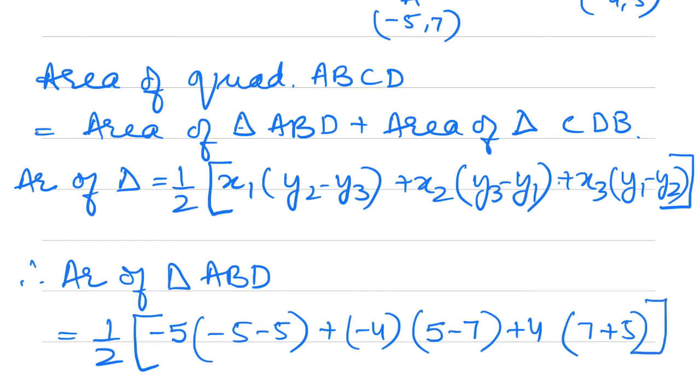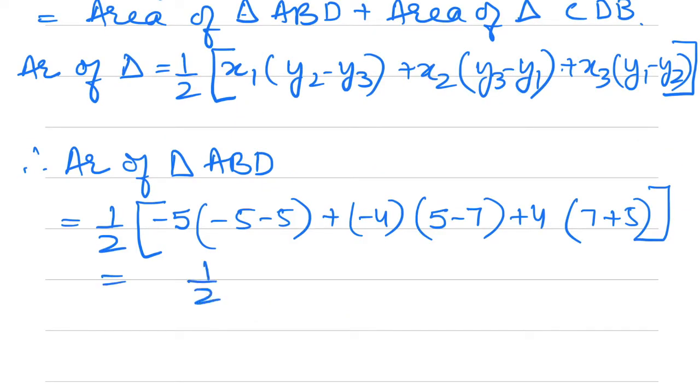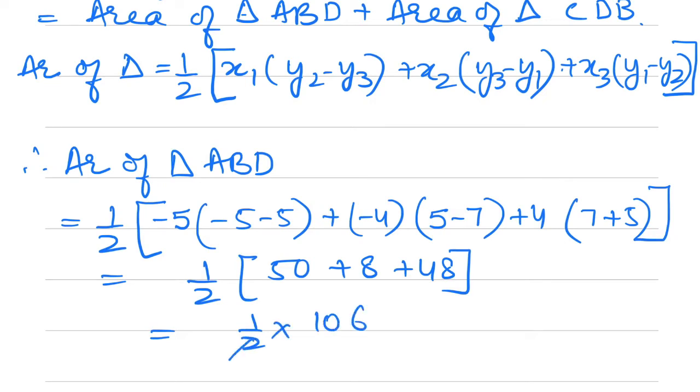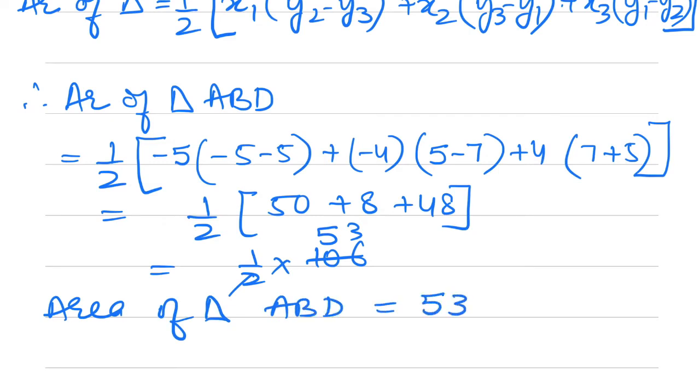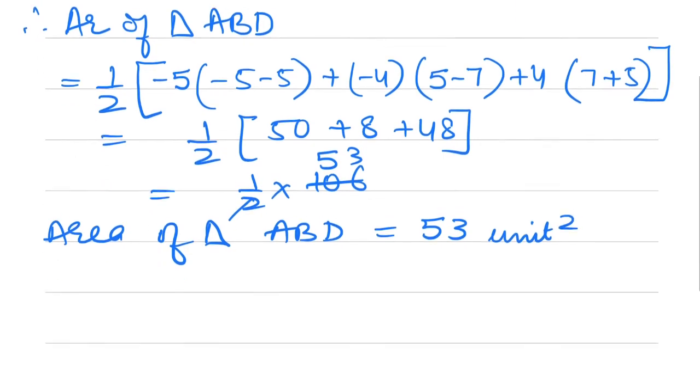This is equal to half into minus 5 into minus 10, that will give me 50, and minus 4 and minus 2, so plus 8, and 4 into 12, so 48. This is equal to half into 106, this is 53. So area of triangle ABD is equal to 53 unit square.